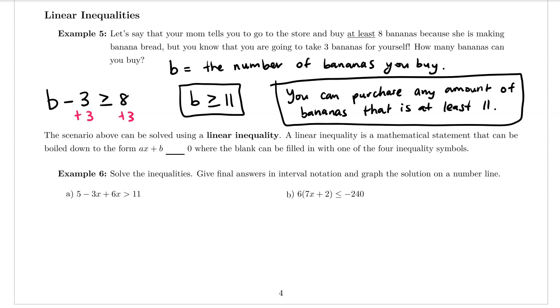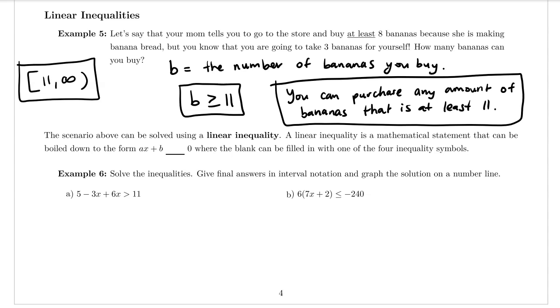There's two more ways that we could represent our answer, and one of them is in interval notation. So if I wanted the interval notation, that would be bracket 11 comma infinity. And so here is our answer in interval notation. And then the last one is if I wanted to graph it, here's the number 11 on my number line. I would put a closed circle there, and then I would shade to the right, meaning that I could get any number to the right of 11 or exactly 11. So those are the 4 different ways that I could represent my final answer for example 5.